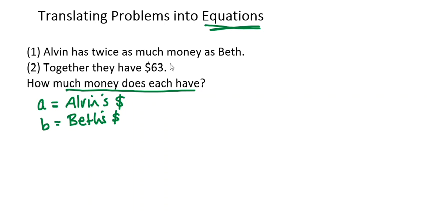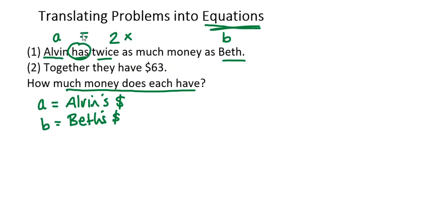So, for example, the first sentence, Alvin has twice as much money as Beth. Now, I hope you can see at least one math word there. We have the variable Alvin's money is A, and the Beth's money, that's B. And then twice means two times. Two times what? Two times twice as much money as Beth, so twice Beth. And then this word here, has, is going to be what stands for the equals.